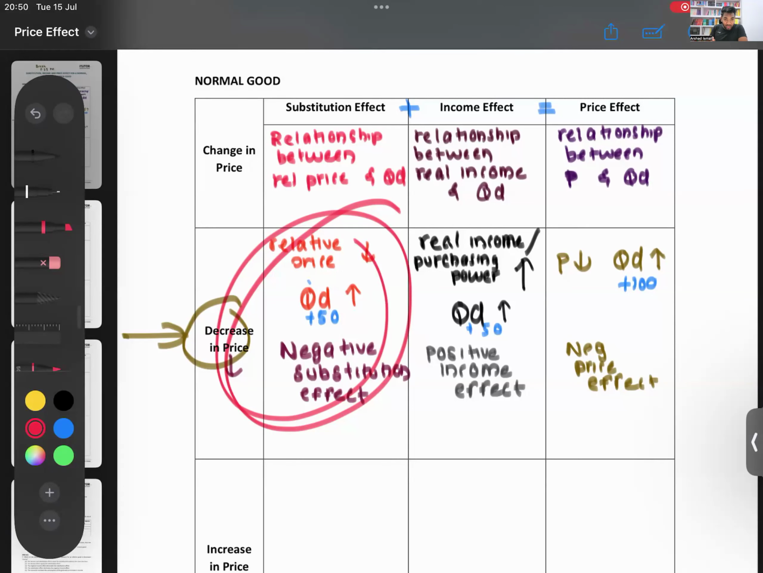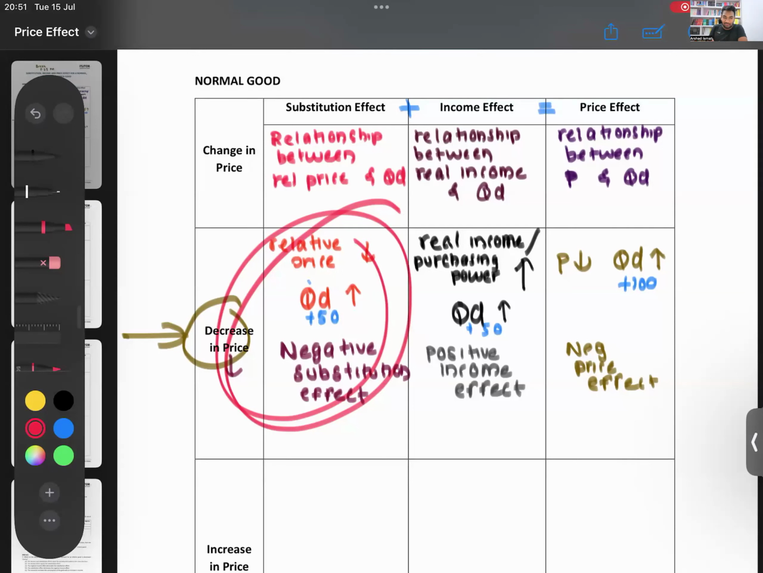Therefore, when the price of a good decreases, there is a negative substitution effect for a normal good. We can say, therefore, for a normal good, when the price of a good decreases, the substitution effect would be negative. And something like that is what you have to write down, because in your A-level paper, you're not going to get a table like this, right?